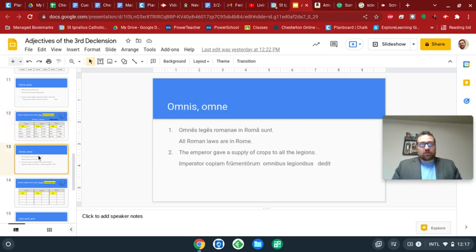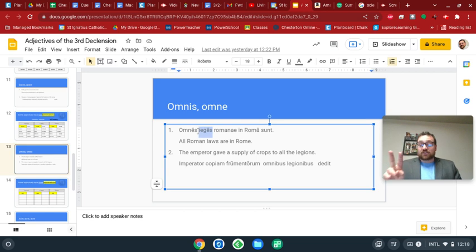And here were our sentences that used omnis, omne. Omnes leges Romanae in Roma sunt. All Roman laws are in Rome. So there was our word laws. It actually had two adjectives describing it. We had all describing laws, and we also had Roman describing laws. Roman is a second declension adjective, so Romanus, a, um, and omnes is a third declension adjective.